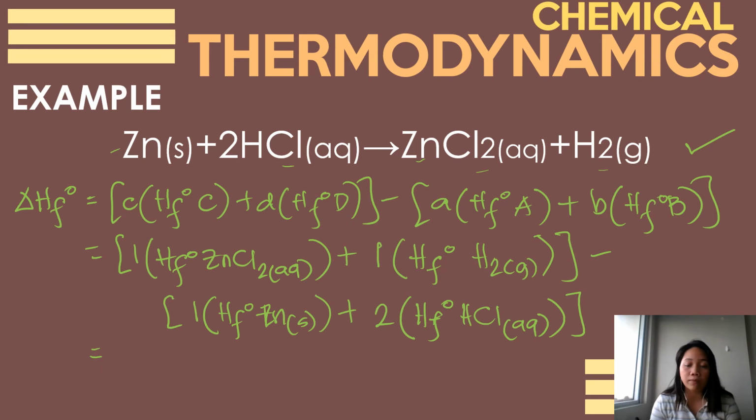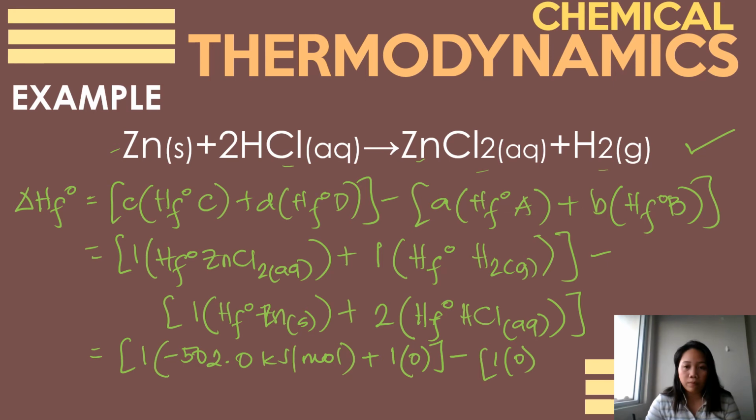Next step is to write down the values. Now go to the table of values that you have and write down the specific values for every compound. So that would be 1 times the ΔHf° value of your zinc chloride in an aqueous solution, which is negative 502.0 kilojoule per mole, plus you have there 1 times the ΔHf° value of your hydrogen gas, which is 0, minus you have 0 as well, 1 times 0 because that is zinc. Then that would be plus 2 times negative 167.2 kilojoule per mole.